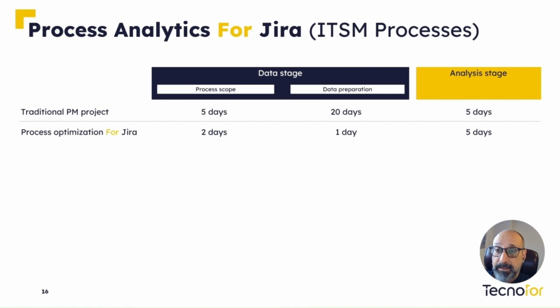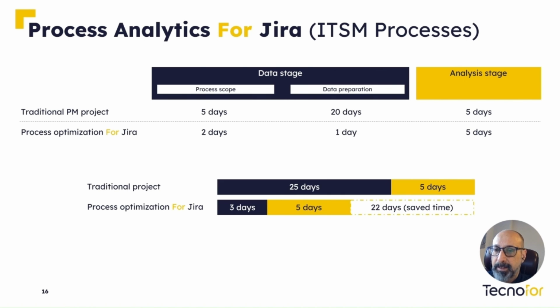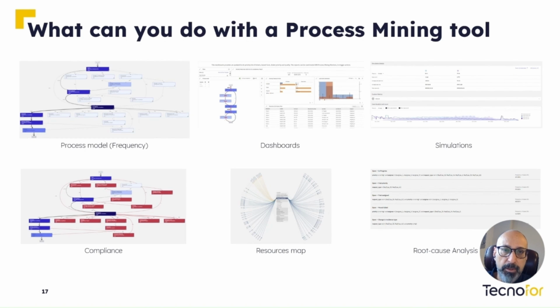With the process optimization for Jira and our process analytics component, we are shortening both the project scope and data preparation to only 3 days. So basically, we are saving a lot of days for analyzing other projects, and I think it's a very good step forward. Okay.